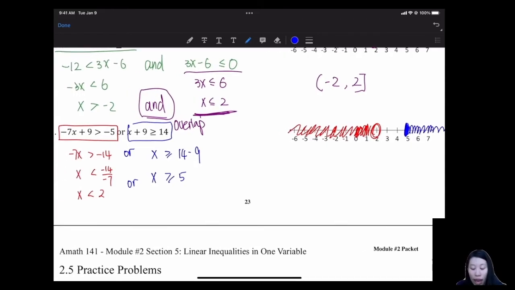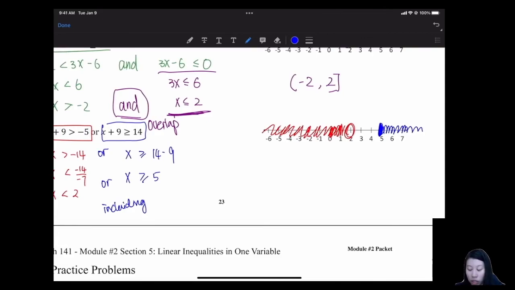Okay, AND means overlap. OR means you need to include everything on the graph. So that means what? Everything on the graph, we have from negative infinity to 2, parenthesis, because it's not including 2. Union, because you want to put these two parts together, we use a union. 5 is included, so it's 5 to positive infinity. So that would be the solution interval.